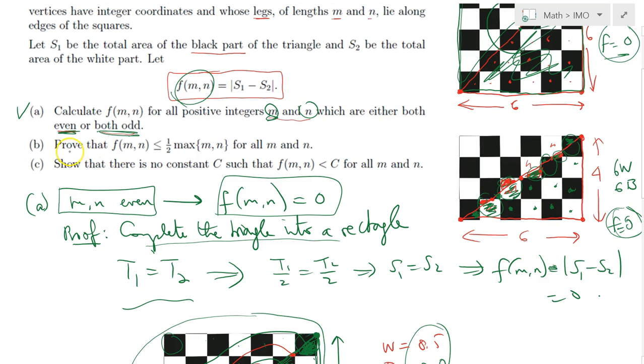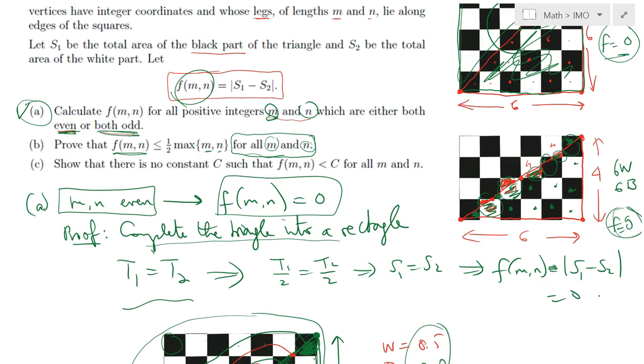Now the second part. Prove that f of mn is equal to 1/2 the max of mn for all mn. Now, the general case. So for all mn, what happens? For this one, we have already studied what happens if m and n have the same parity: we get 0 or 1/2 depending on if both are even or both are odd, and we completed this part in part A. There's nothing more to prove. So now let's have a look at the remaining case where either m is even and n is odd, or m is odd and n is even.